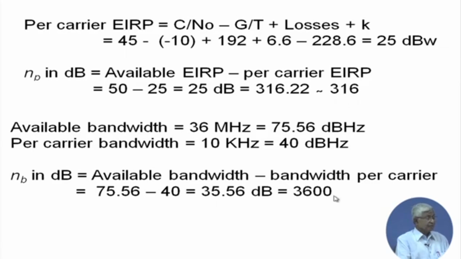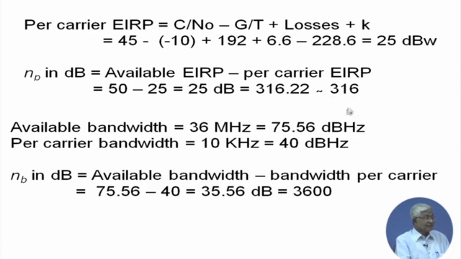Somebody can argue, no, I am getting this one higher, so I should use this. Now just from bandwidth wise it will definitely support, because 10 kilohertz is a bandwidth. But if 3600 carriers are put on the transponder, each carrier is 25 dBW, and convert this 3600 into dB form and add these two, then you will exceed the available ERP of 50. So your requirement will be more than 50, which the transponder cannot support. So this example shows that definitely you have to take the lower one, otherwise you are getting into problems.